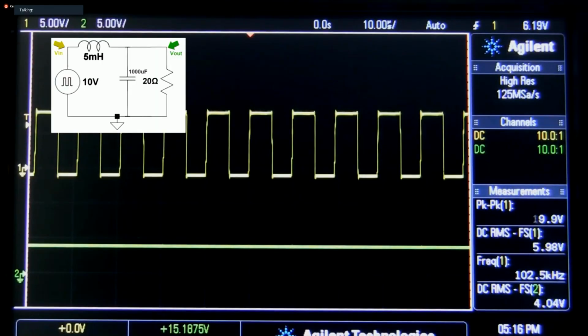But just to give you a quick example, if I add a 1000 microfarad capacitor just after the inductor here, I get a very clean DC output from a square wave input. And this is what good power supplies use to smooth out voltage.